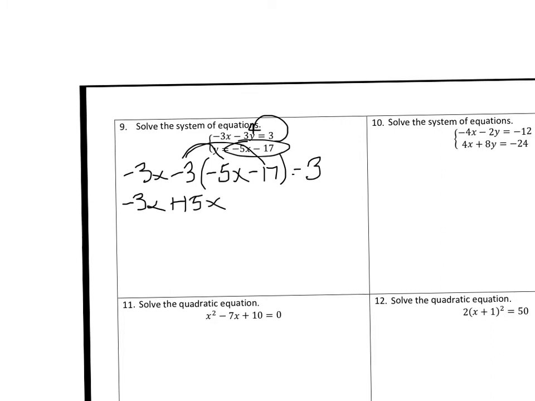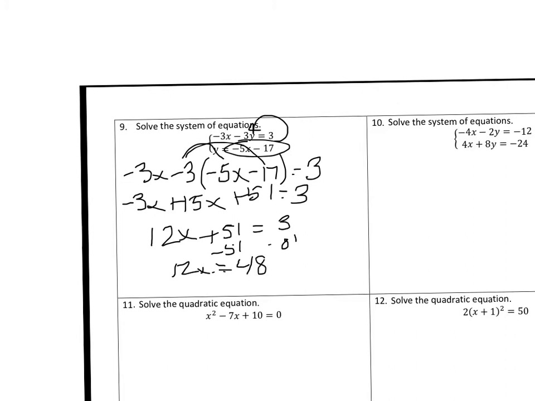Negative 3 times a negative 17, well, 3 times 10 is 30. 3 times 7 is 21. Add those up, we get a positive 51. Let's combine like terms. Negative 3x plus 15x is 12x, and then plus 51. Let's subtract 51 from both sides. So I get 12x equals negative 48. And then if I divide by 12, I get x equals negative 4.